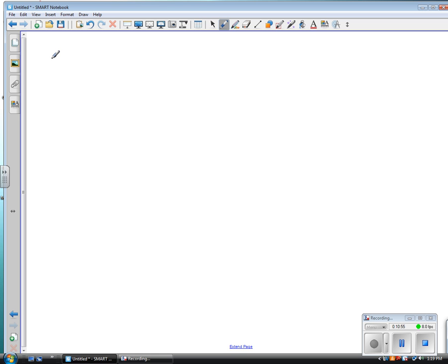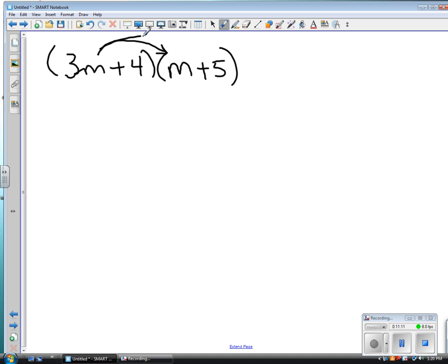So let's do this one. Let's do 3m plus 4 and m plus 5. Okay? For me to skip that, I know that this 3m has to be multiplied by both. So I'm just going to go right on down here and expand it. Because 3m gets multiplied by m, and 3m gets multiplied by 5. Did everybody see what I did?